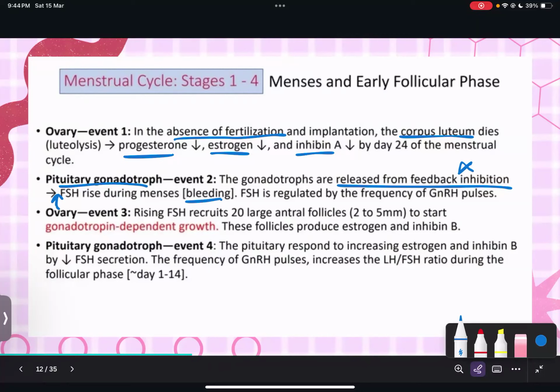We also talked about it recruiting the follicles, as I said here, 20 follicles to start the gonadotropin dependent growth. Those growing follicles will produce estrogen and inhibin B. Inhibin B is again the negative feedback that inhibits the FSH. I mentioned that the estrogen is increasing, but in low amounts it will inhibit FSH. When it increases in high amounts, it will stimulate FSH and LH. I don't want you guys to mess this up. Then the pituitary gonadotroph event: the pituitary responds to increasing estrogen and inhibin A by a decrease of FSH, by the pulses that we mentioned.